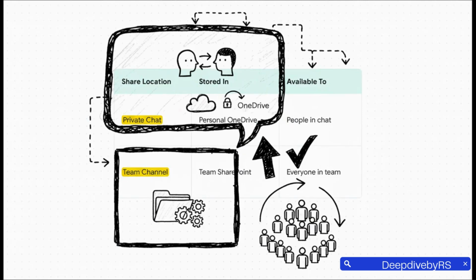Okay, here's the simple rule to burn into your brain. If you drop a file into a private chat, it's like sending a private email attachment. It gets stored in your personal space, your OneDrive. But if you upload that same file to a team channel, it now belongs to the project. It's stored in the team's shared space, which is a SharePoint site, and everyone on the team can get to it. The takeaway is crystal clear. For any file the whole team needs, always upload it to the channel.